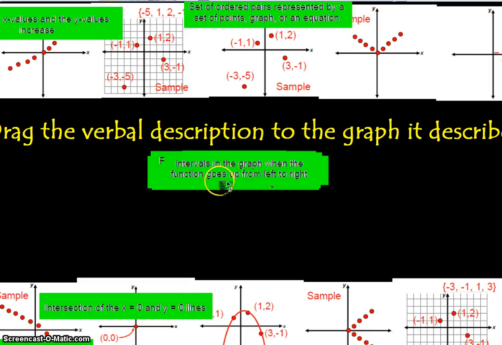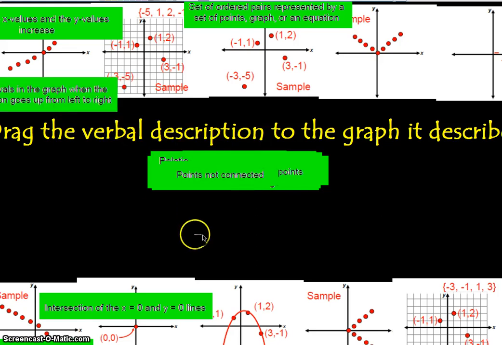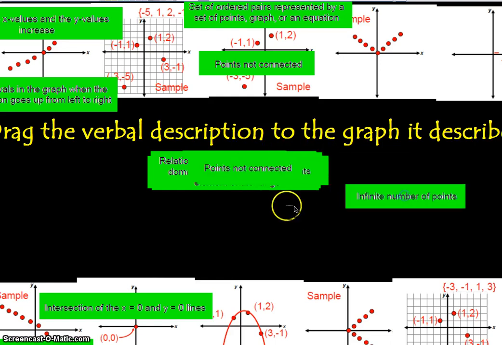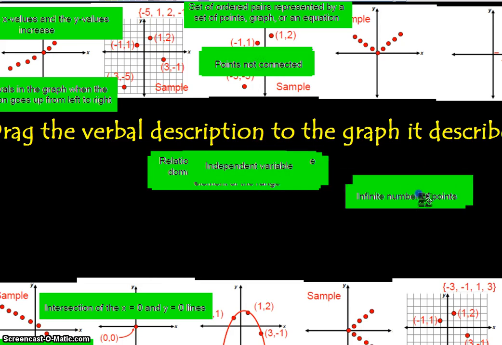Intervals in the graph where the function goes up from left to right are your increasing. Okay, so it would still be this. Points that are not connected would be something such as this. An infinite number of points would have to be something that was a solid line. Points that are not connected, we've already talked about. An infinite number of points, we've already talked about.